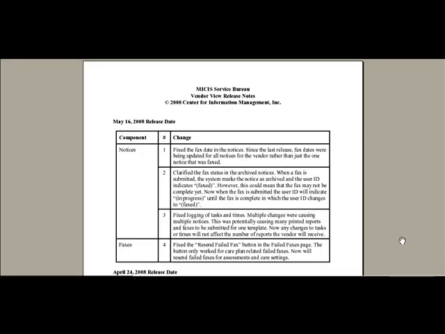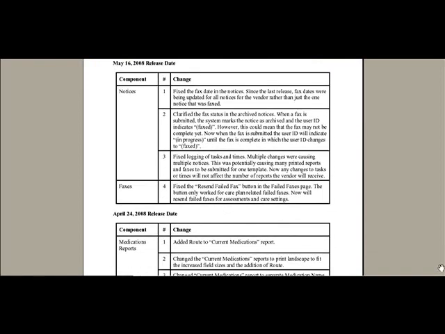What you're seeing on your screen now are VendorView release notes. At the very top will be the release date, for example May 16th, 2008. These are the components that were changed, and this is a brief description of the change. Some changes won't be evident as you're using VendorView, and some of them will. For example, April 24th, we did a release of VendorView which added a field called Route to the current medications report.